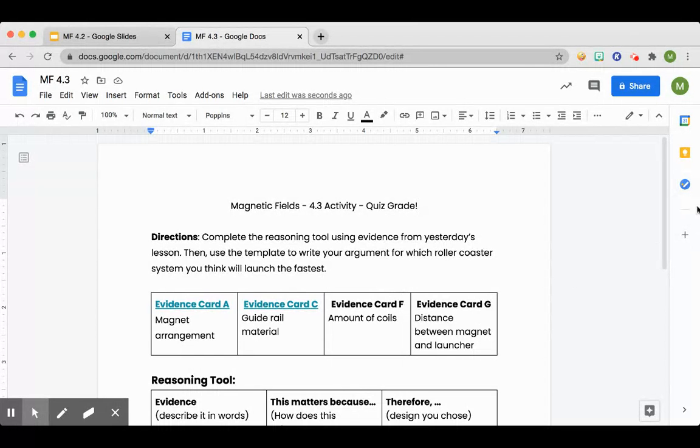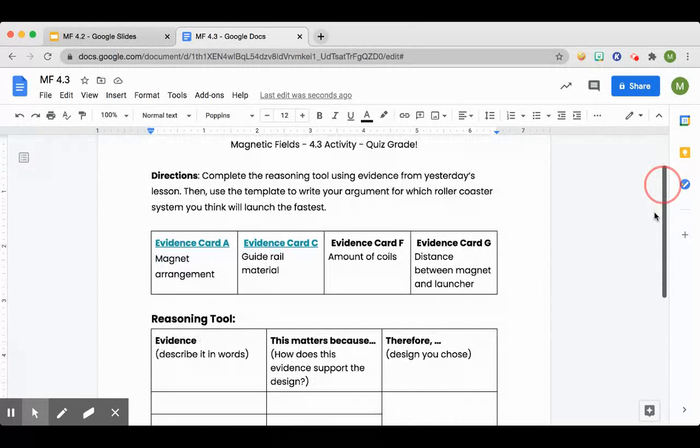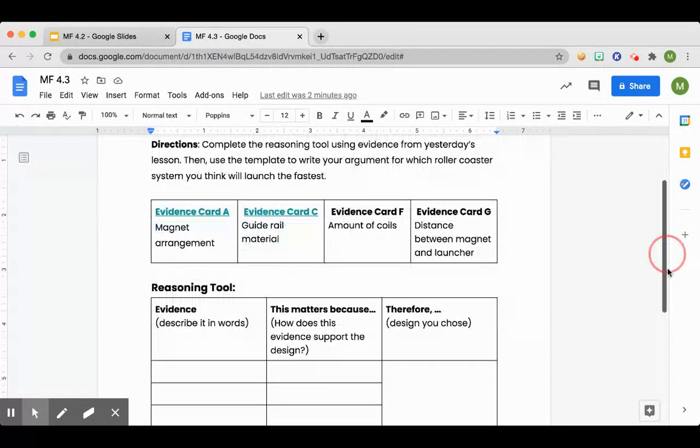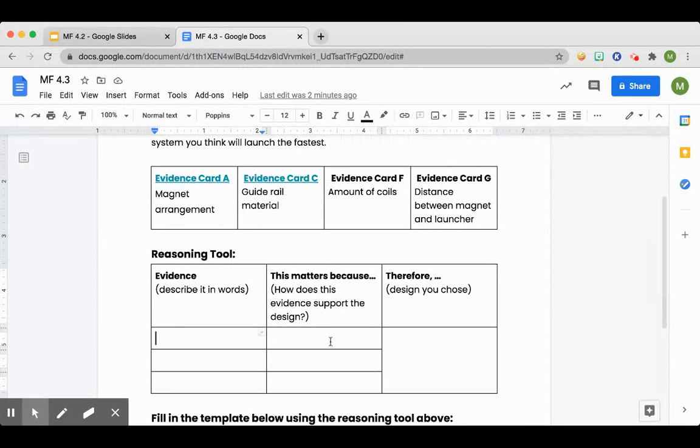So this is similar but slightly different than the last time we've used the reasoning tool, because in this one you're not just going to put the evidence card, you actually have to explain the results of the experiment and describe it in your own words so that you can explain why it matters. So first thing you have to do is choose which design.